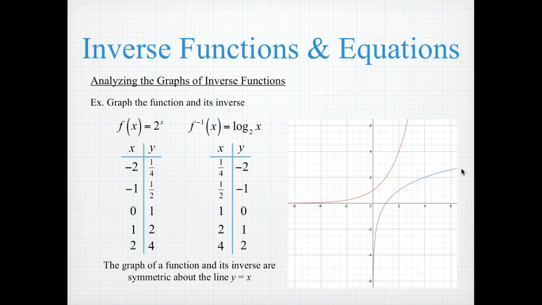So you see, as I graph the line y equals x, which is a straight line that passes through the origin and has a slope of 1, so this green line right here, my function and the inverse are going to always be symmetric about that line.